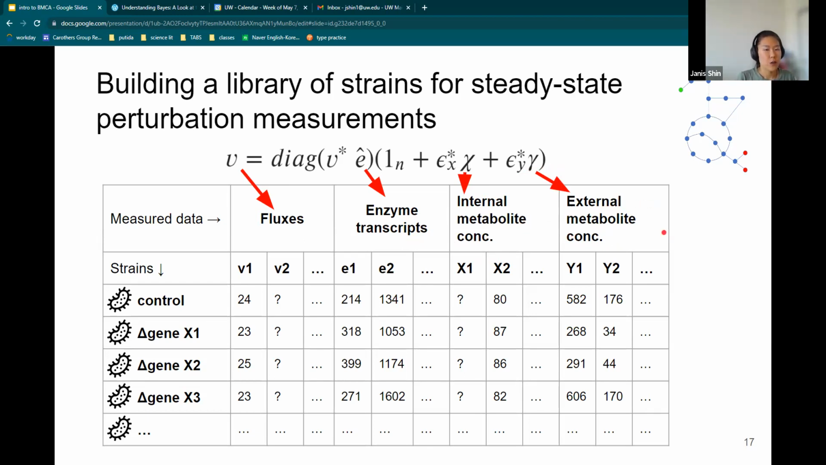And one good thing about Bayesian inference or BMCA is that because it uses Bayesian inference, we don't really need to know every single data point. Obviously, having more data is better, because then the algorithm is able to use more data points to fit things more accurately. But because it is Bayesian inference, it can compute uncertainties and infer what those data points would be.